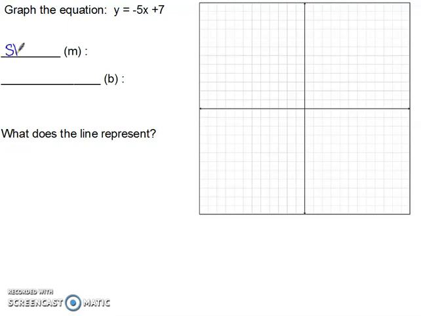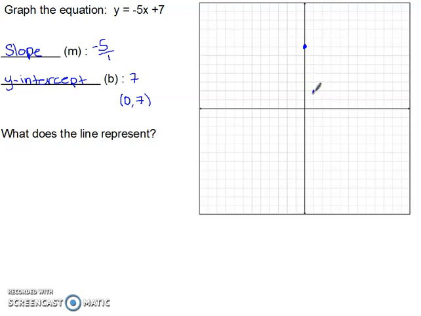My slope, m, is negative 5, or since we want a fraction, negative 5 over 1. My y-intercept, where the graph crosses the y-axis, is at 7, or the point where x is 0 and y is 7. So I go to the point (0, 7): 1, 2, 3, 4, 5, 6, 7, that would be here. And my slope is negative 5 over 1, which means I go down 5, right 1. So down 1, 2, 3, 4, 5, right 1.